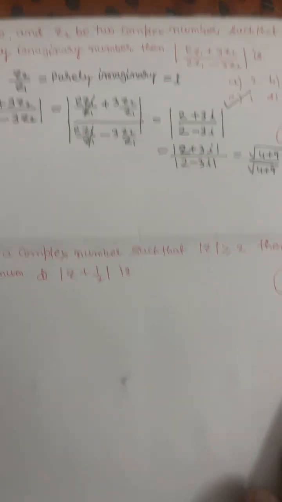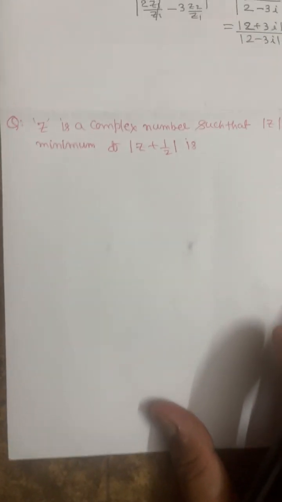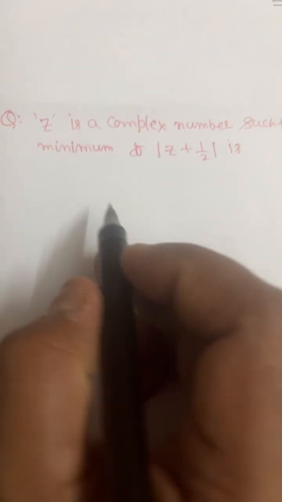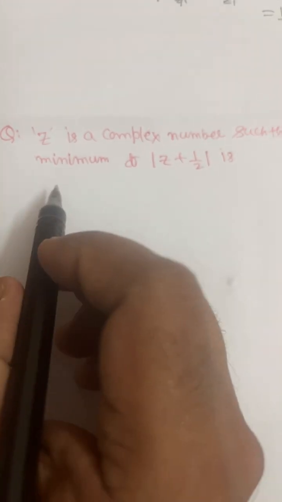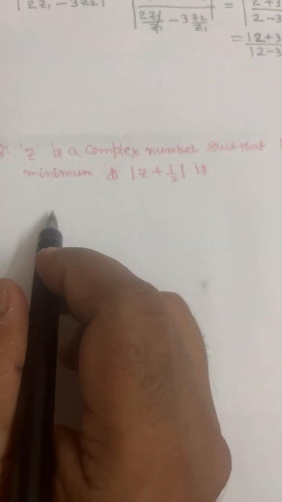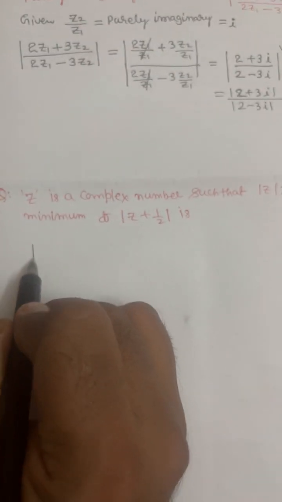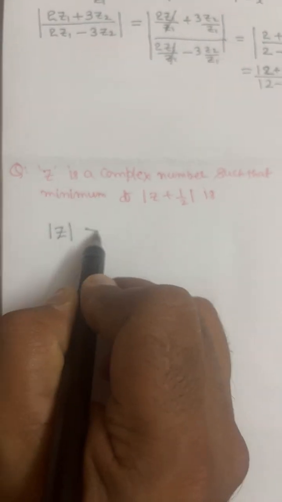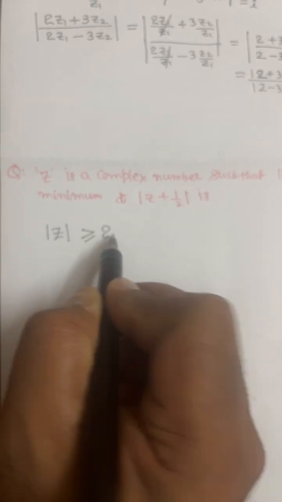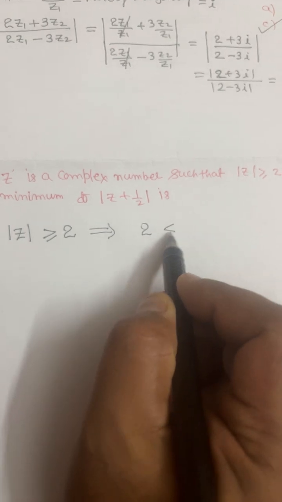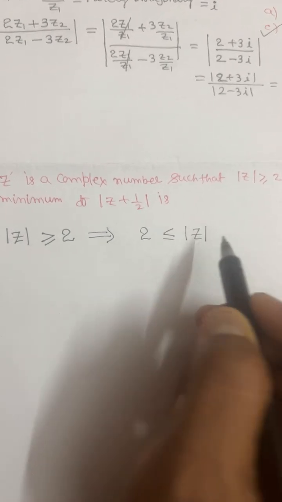Okay. Next, this type of question is very important, dear students. Even in 2014 they asked it in JEE Mains. This type of question especially is very important. In this, we need to apply properties. Given mod z is greater than or equal to 2, so it implies that 2 is less than or equal to mod z. Am I right?